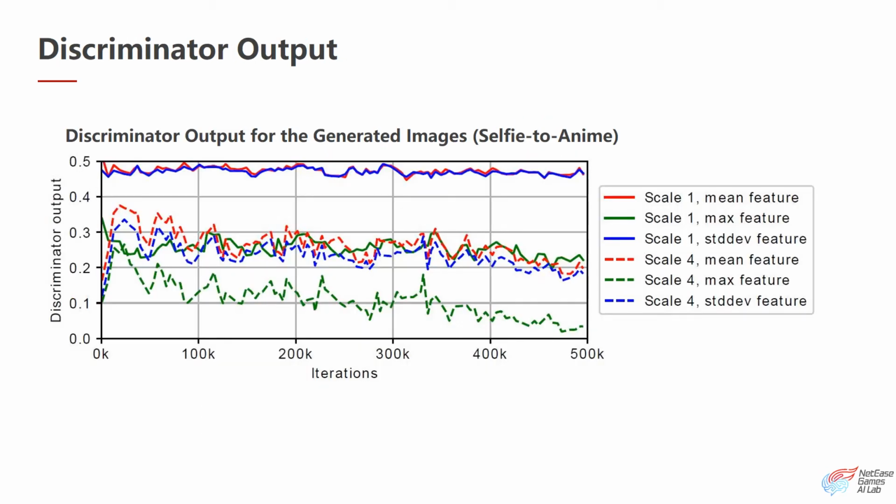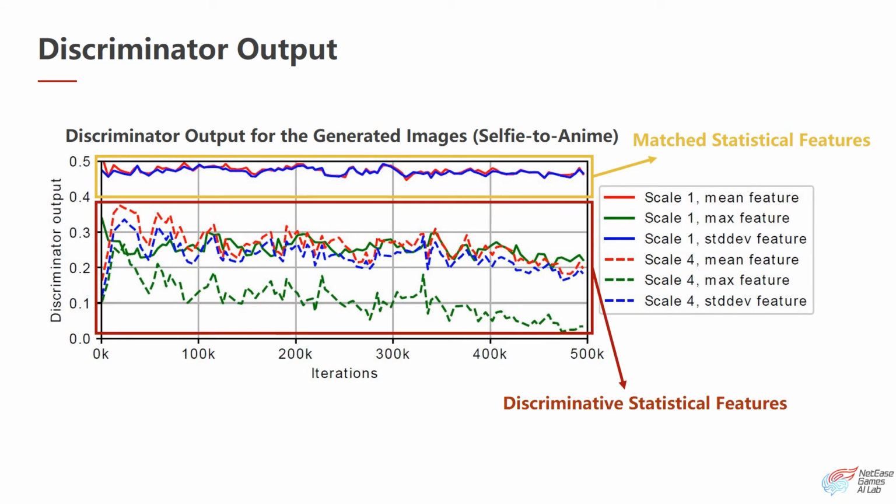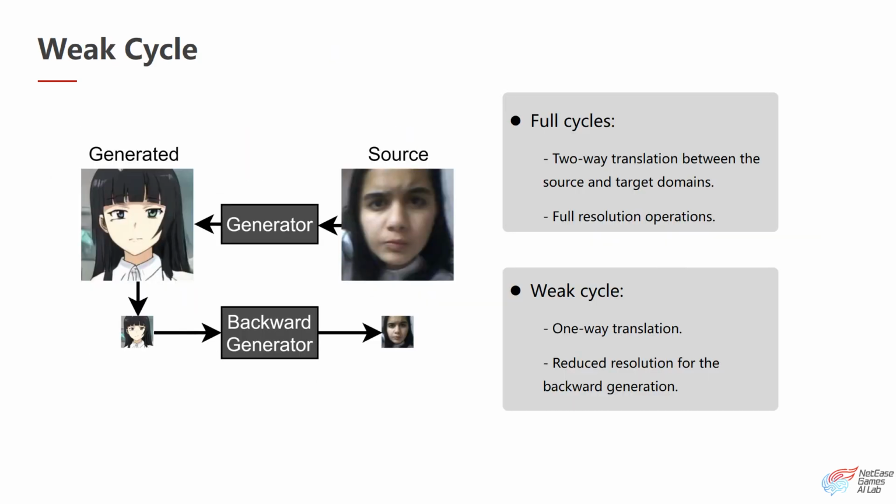This is the typical output from our discriminator for the generated images. At the low-level scale, the outputs for the mean and standard deviation statistical features are very close to 0.5, which means that they are well matched between the generated and the real images, and the network is stabilized by avoiding the potential flaws that would break the distribution matching. Meanwhile, the high-level features are more discriminative. The generator is guided by these features for further improvement. After improving the discriminator, our network is stable enough so we can reduce the cycle constraints to a weak form. We only consider the one-way translation and reconstruct a low-resolution source image from the generated image.